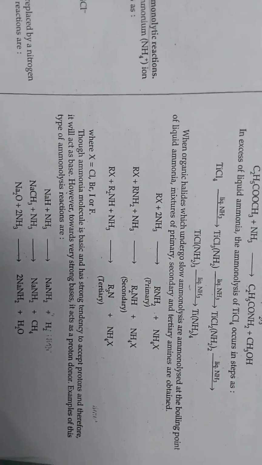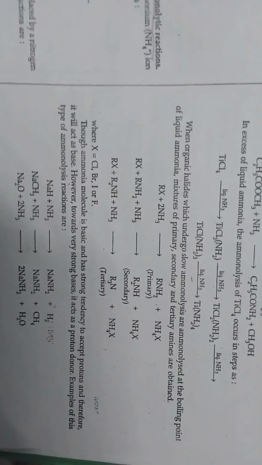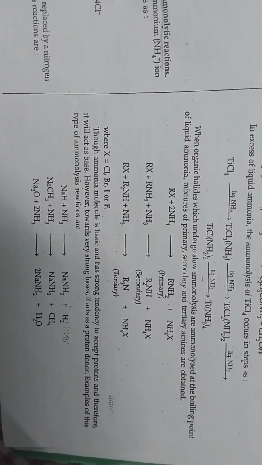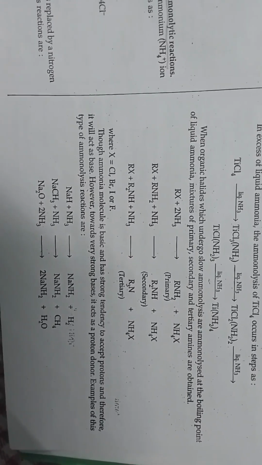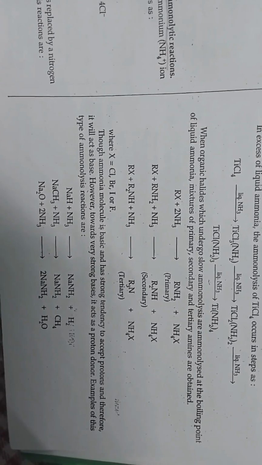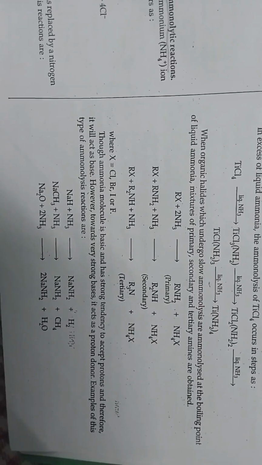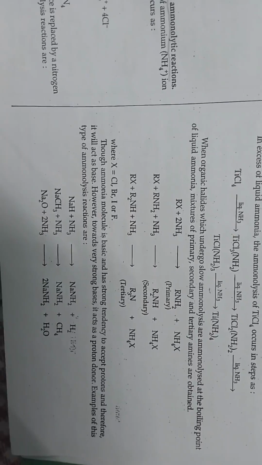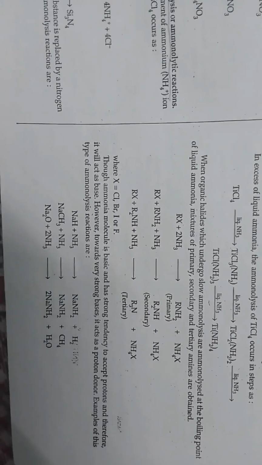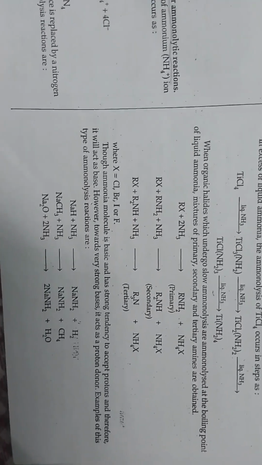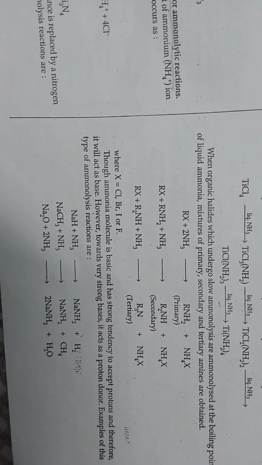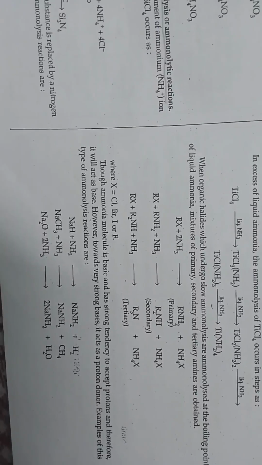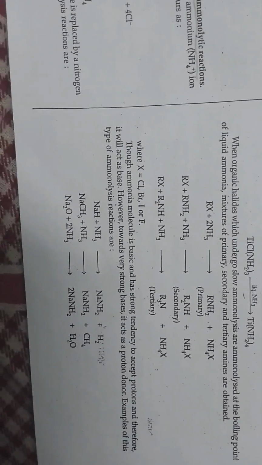When organic halides which undergo slow ammonolysis are ammonolyzed at the boiling point of liquid ammonia, a mixture of primary, secondary and tertiary amines is obtained. RX + 2NH3 gives RNH2, primary, + NH4X. RX + RNH2 + NH3 gives R2NH, secondary, + NH4X. RX + R2NH + NH3 gives R3N, tertiary, + NH4X, where X is chlorine, bromine, iodine, or fluorine.